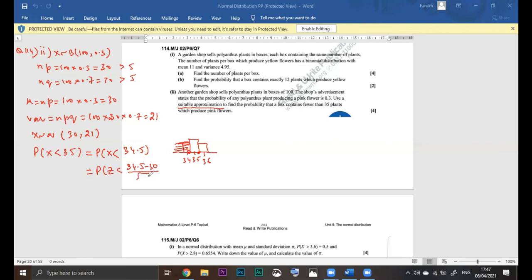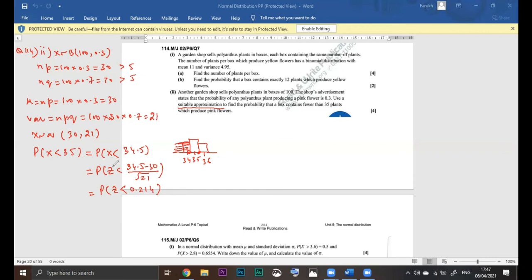Probability of Z less than 34.5 minus 30 divided by under root 21. What's the answer? Sir, the answer is 0.214. Now we will use a normal distribution table to find out the probability.